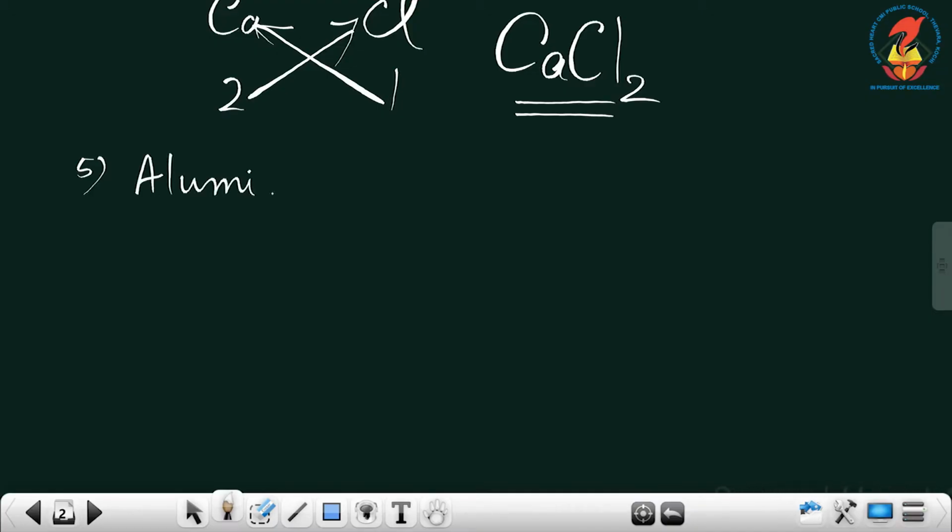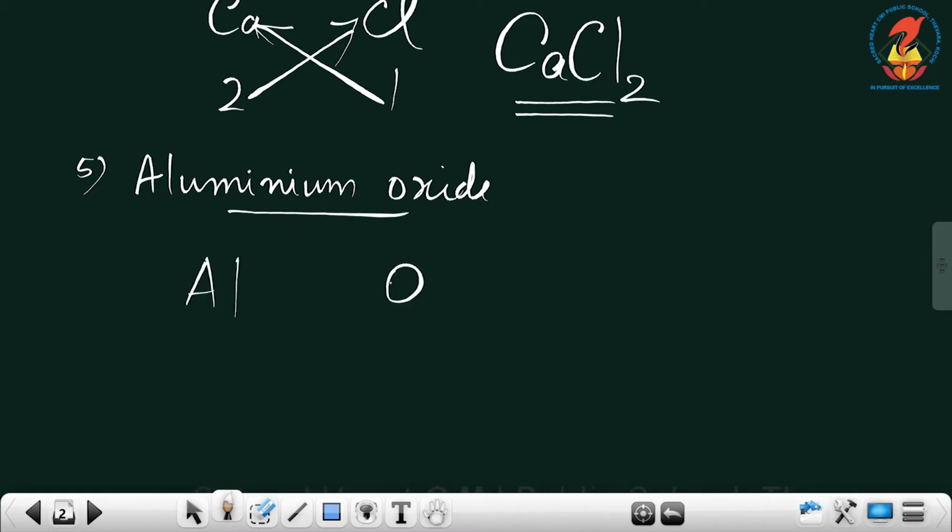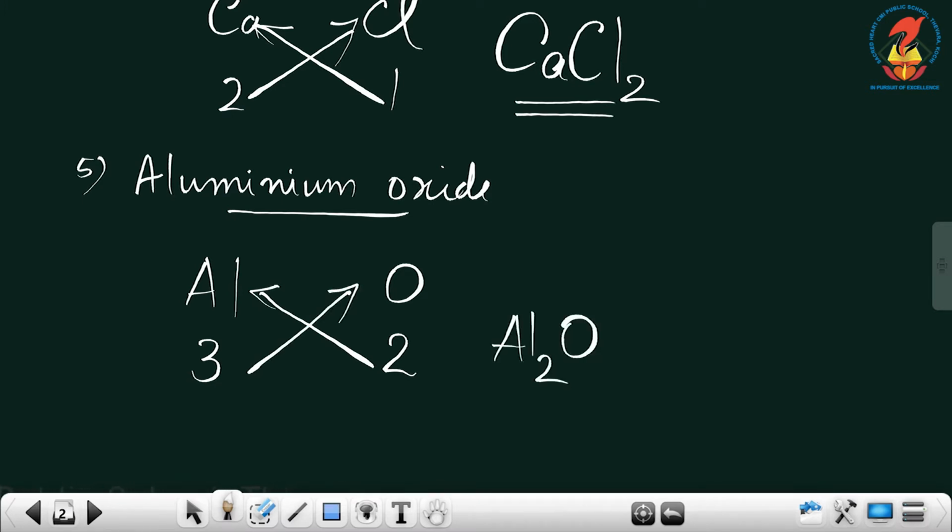Aluminium oxide, how will you write it? Yes, aluminium is Al and oxide is O. Aluminium valency is 3 and oxygen valency is 2. There is no common factor, so crossing over, what will you get? Al2O3.